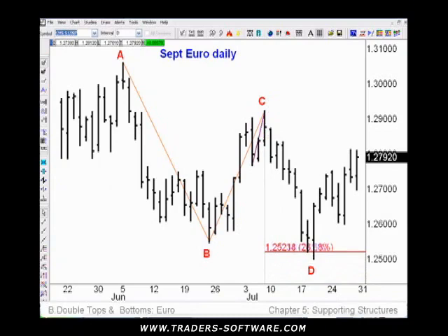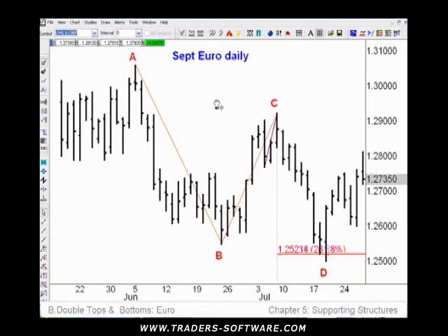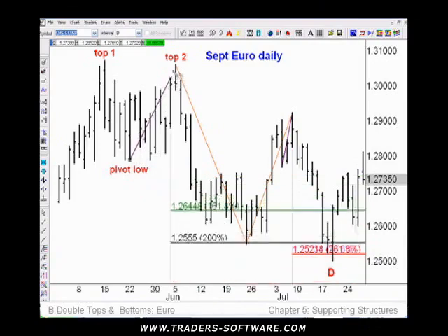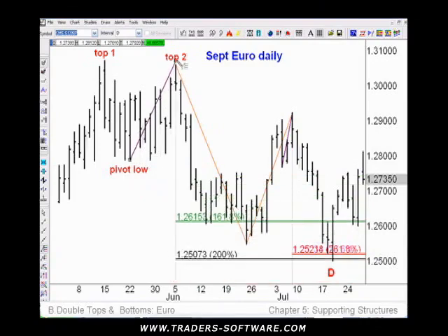Let's go back further to see if there's anything else. This also looks a lot like a double top. Here the second top is slightly lower than the first. Now let's use Fibonacci extensions. We'll go from the pivot low to a high that is top number one, right about there. Notice how the 200% extension off of this bigger double top is close to the other two numbers. So right here at the average, so you can buy it at point D with a lot of confidence.